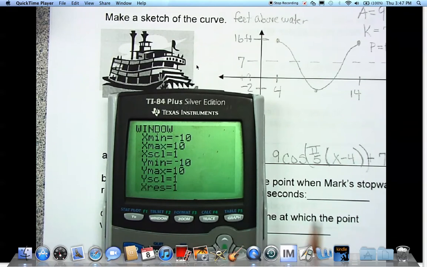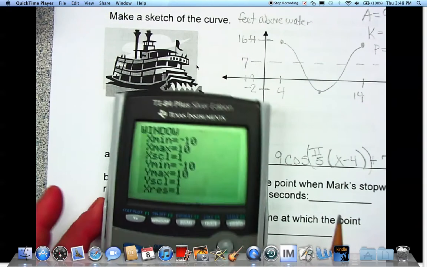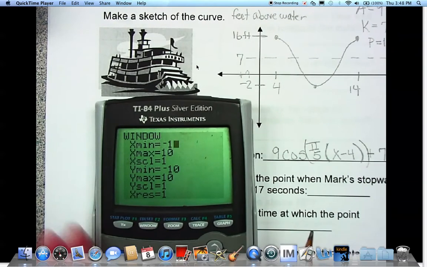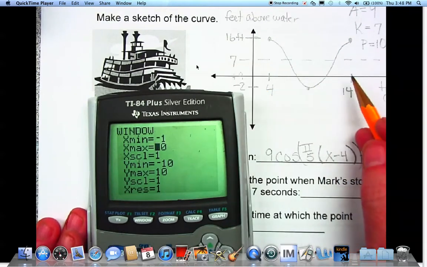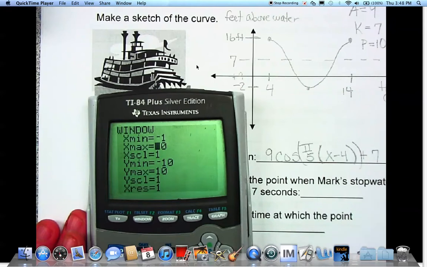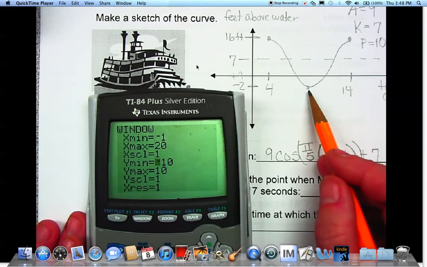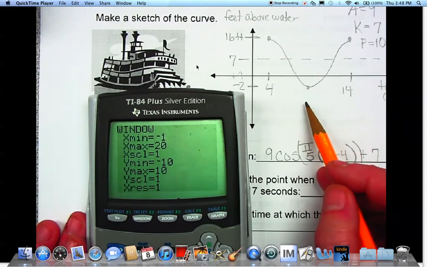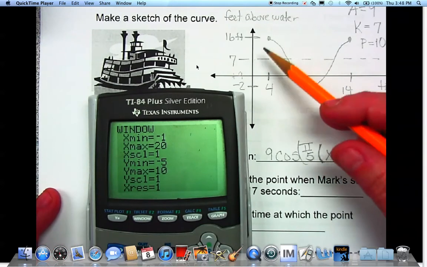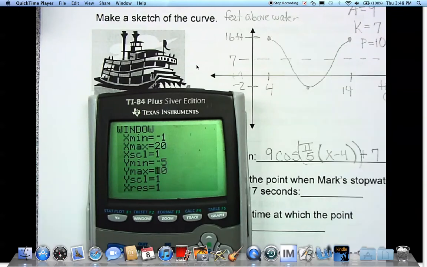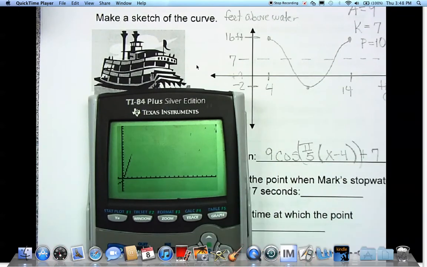For your X minimum, we can leave it at -10 or we could change it, let's make it -1, so we still see the axis. Then your X max goes all the way out to at least 14, but let's go to 20. Y minimum is down here at -2, so we need to go a little lower. Oh, I got those backwards. X's go across, Y's go up and down. Then Y max has to go to at least 16, so let's make it 20. That should graph.